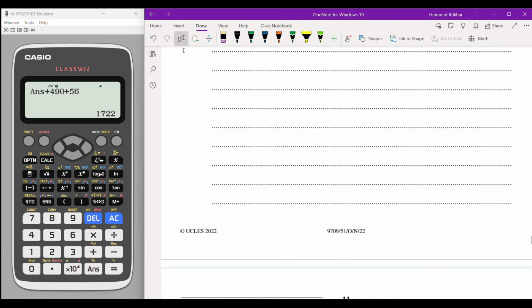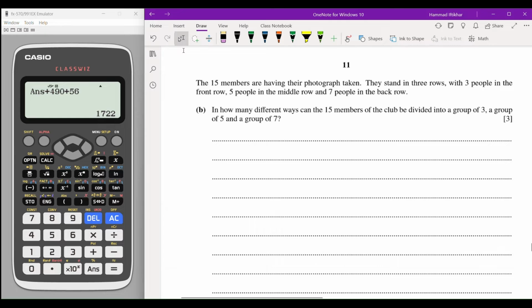All right, now the B part. 15 members are having their photograph taken. They stand in 3 rows with 3 people in the front row, 5 people in the middle row, and 7 people in the back row. So 1, 2, 3, 4, 5, 6, 7. 1, 2, 3, 4, 5. 1, 2, 3. In how many different ways can the 15 members of the club be divided into a group of 3, a group of 5, and a group of 7?